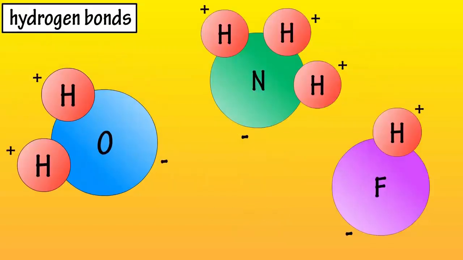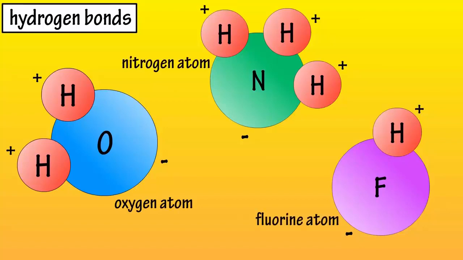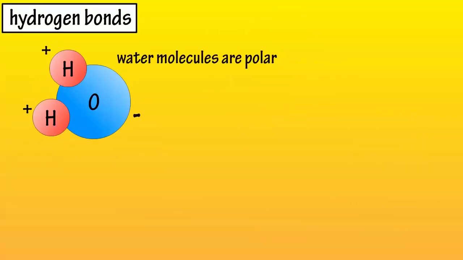Hydrogen bonds only form between hydrogen atoms that are covalently bonded to an oxygen, nitrogen, or fluorine atom. Hydrogen bonds are also important in the structure of proteins and nucleic acids, which we will cover in later videos. So now we know that water molecules are polar, or have a slightly positive and slightly negative end.